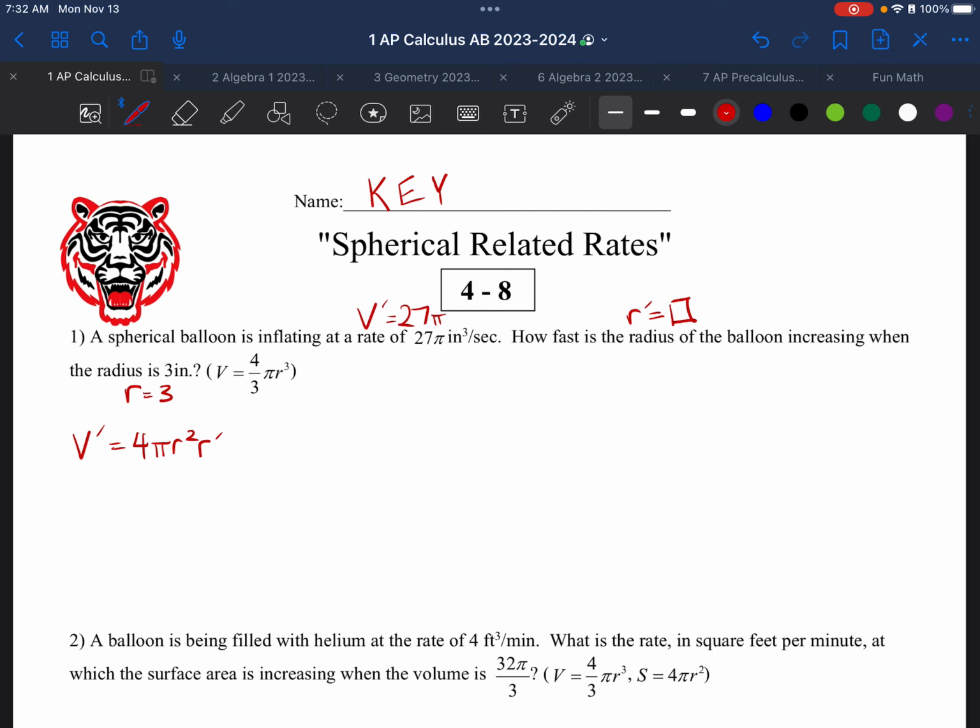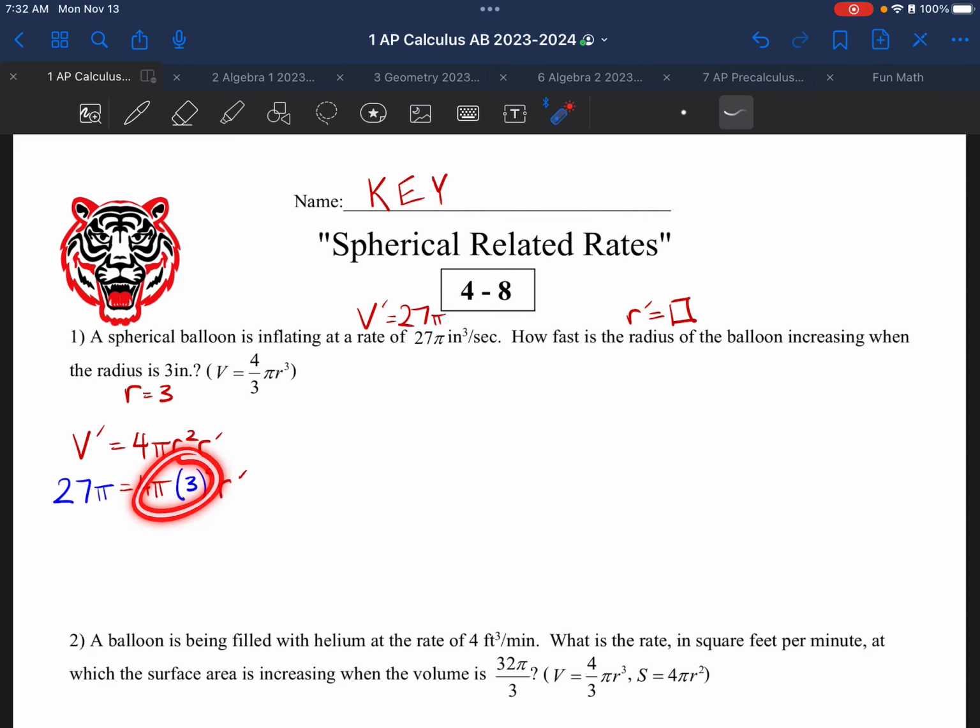So we have our equation. Let's fill in what we know. We first know that we have a 27 pi over here. We still have this 4 pi. Do we have an r? We do have an r. It's going to be 3, and that is going to be squared. And then we have an r prime. Looking at this equation, I have one equation with one unknown. We can just solve for that unknown.